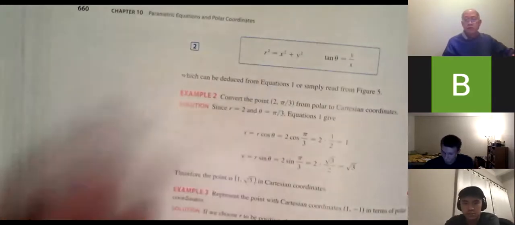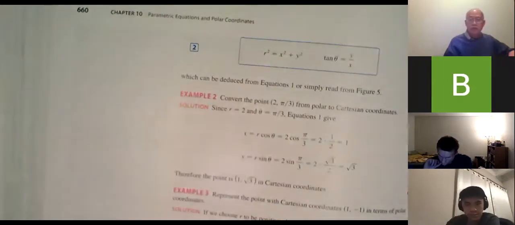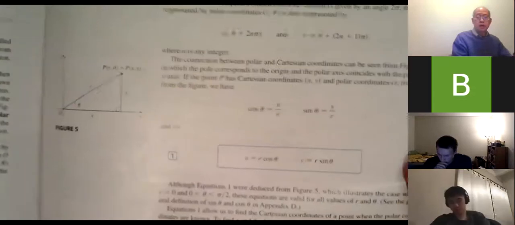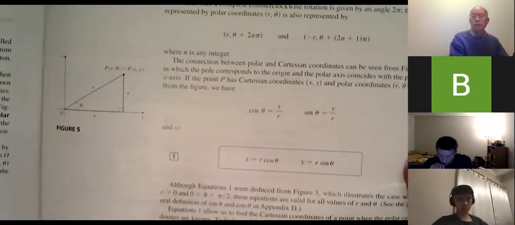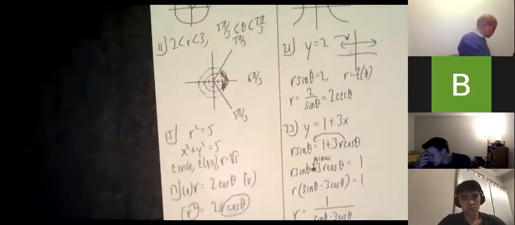r squared equals x squared plus y squared. Tangent of theta is y over x if you need it. And x equals r cosine theta, y equals r sine theta. Okay.